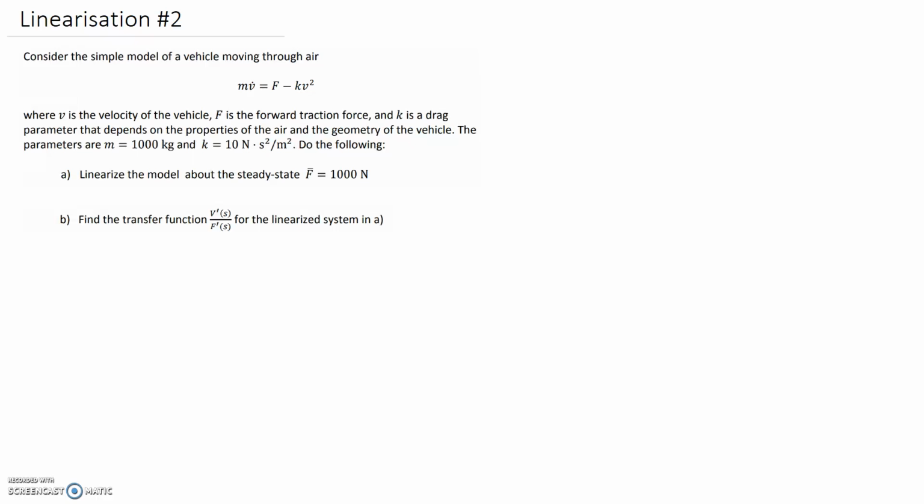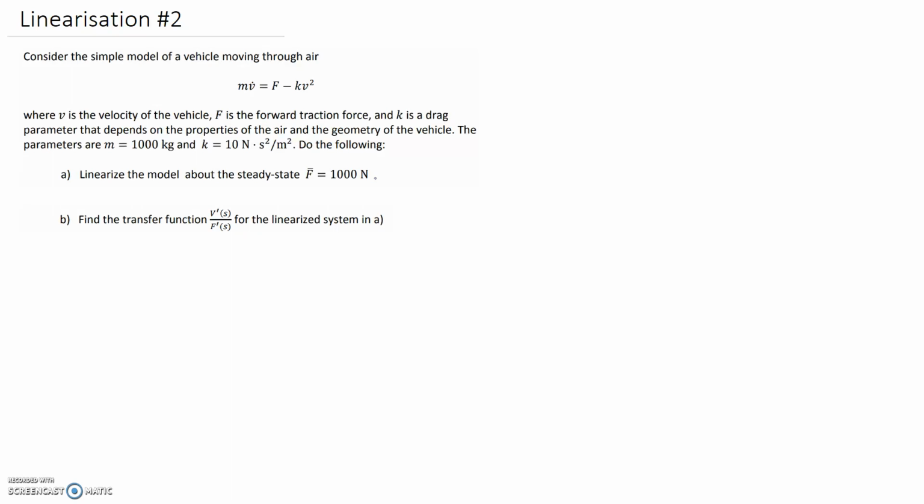So here we're asked to consider the model of a vehicle moving through the air, which is provided to us in this differential equation. So V is the velocity of the vehicle, F is the force, K is a drag parameter. And we're also given the mass of the vehicle, which is 1,000 kilograms, and this K parameter. So what we're asked to do firstly is linearize the model about steady state, and we're given our steady state is F bar equals 1,000.